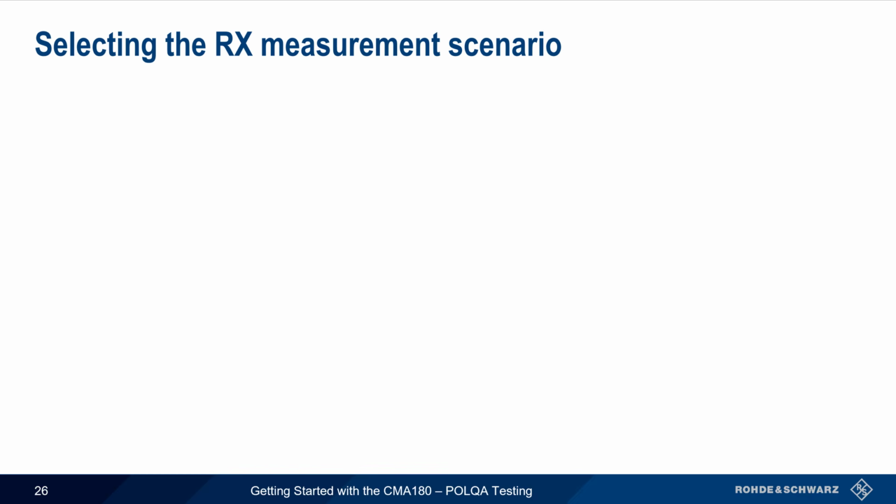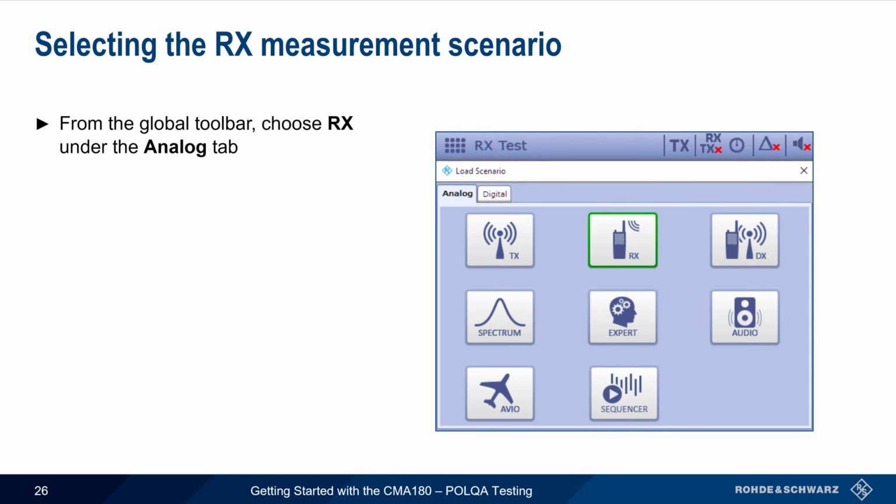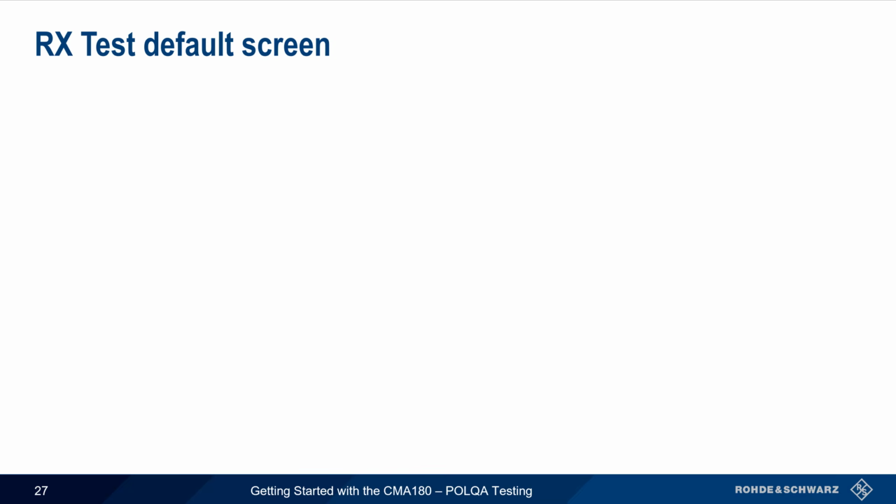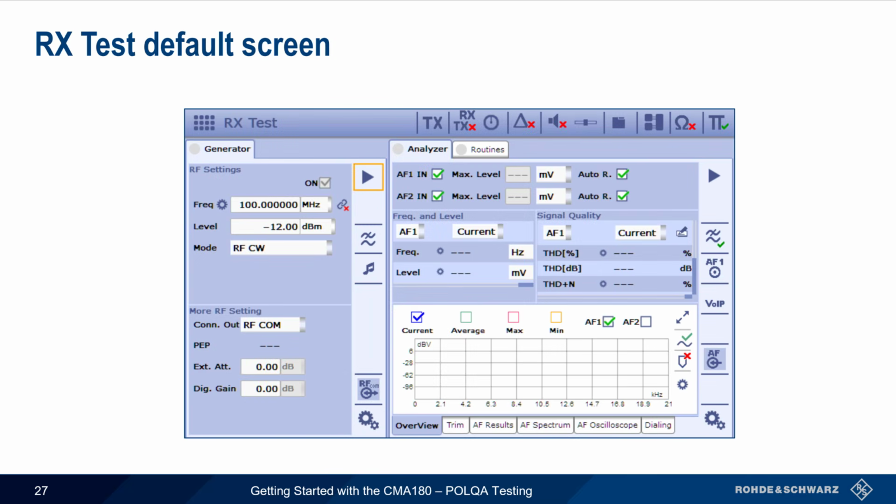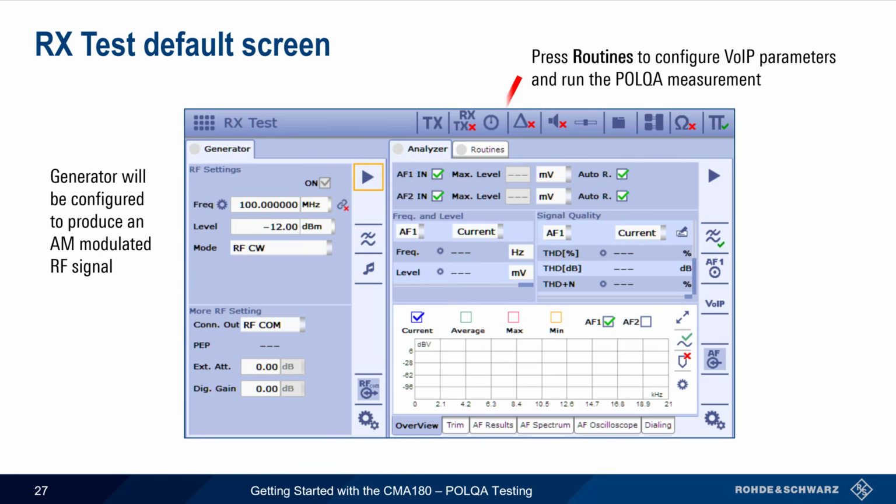RX POLQA measurements are run under the RX measurement scenario. Simply click on the global toolbar and then choose RX under the Analog tab. This is the default view of the main RX test screen. In an RX POLQA measurement, the generator will be configured to produce an AM modulated RF signal. The Receive VoIP interface and the POLQA test will be configured under the Routines tab.